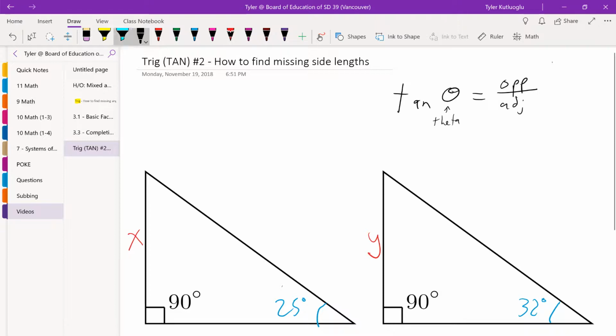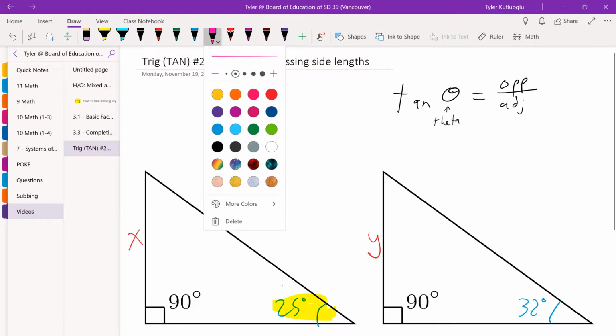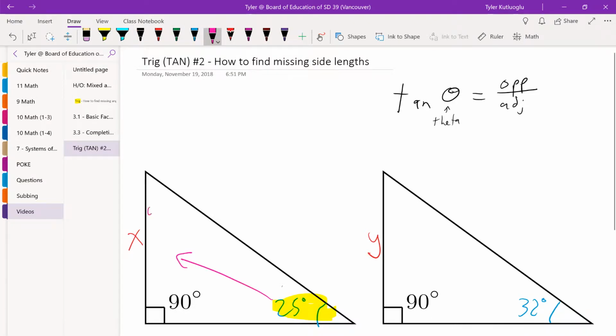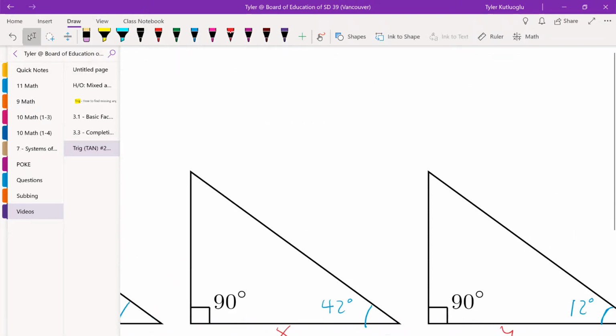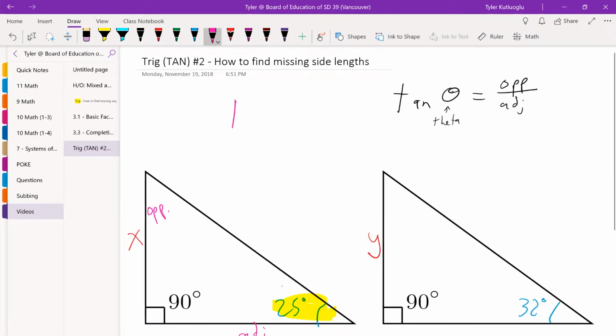If this is the angle we're doing right here, this 25 degrees, the side across from it is the opposite, and the side next to it is the adjacent. It really helps to label those right at the start so that you know. All of our triangles look the same for today, but had we done a triangle like this where we had the angle here, this side would be opposite and this side would be adjacent. So just be careful when you're labeling that.